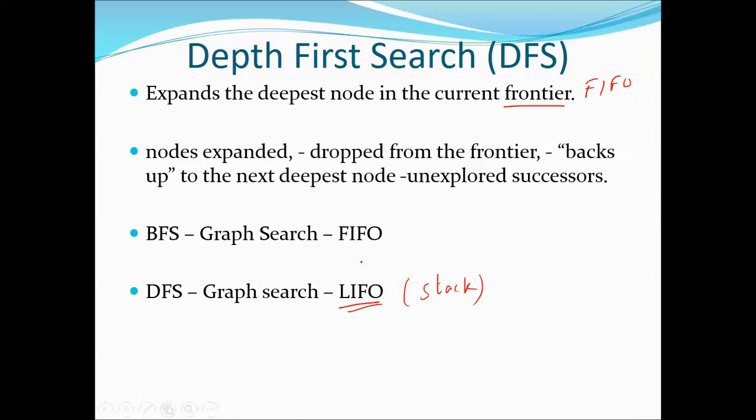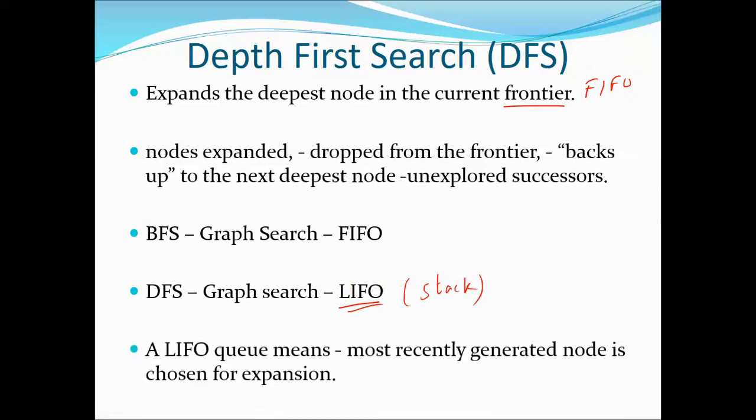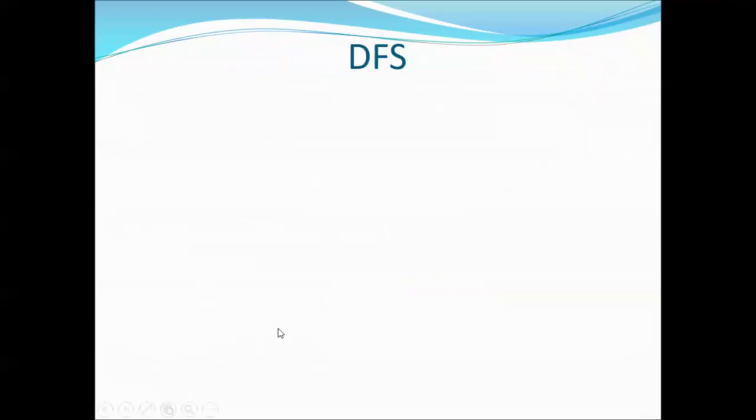We'll be discussing this with an example. By then it will be clear. So a stack can also be called a LIFO queue, which means the most recently generated node is chosen for expansion.